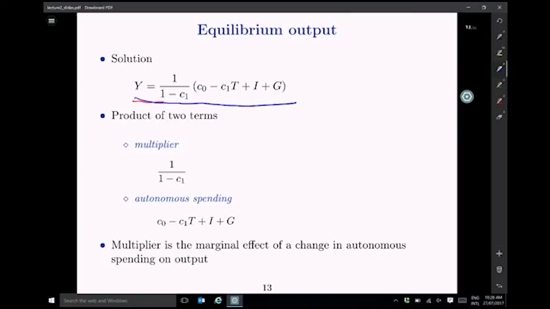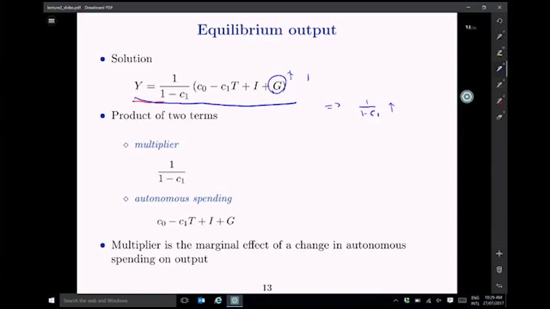What do you think? Well, mathematically, if this term G increases by 1 unit, aggregate output will increase by 1 over 1 minus C1 units. Just mathematically, this is the answer. What's the implication? It means that if government increases spending by 1 unit, it will lead to an increase in output by more than 1 unit. In particular, this extra increase depends on the size of C1.